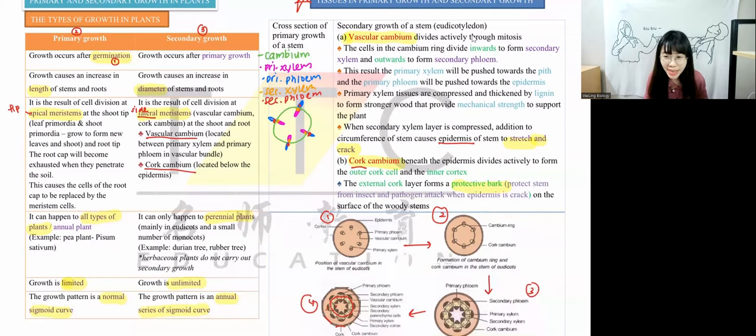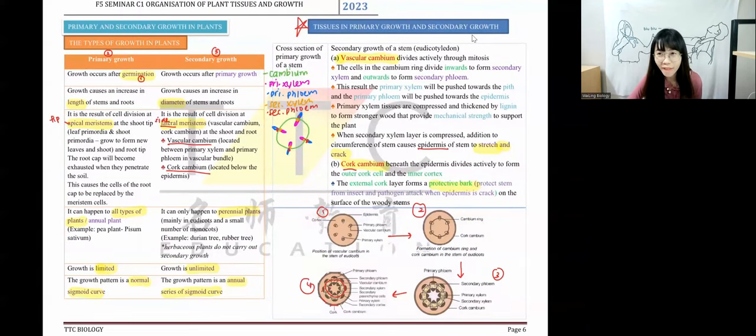Okay? Anybody has question in this page? You want to ask anything in this page? Anybody question? No? Okay, let's look at next one.